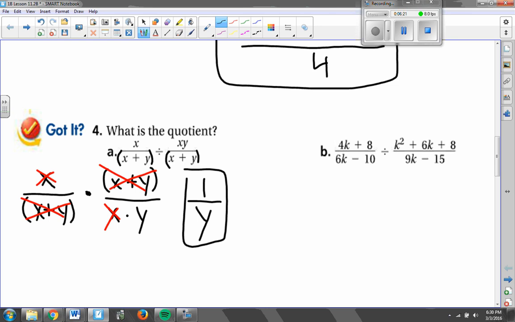Okay. I would like you to try letter B. You're going to have to first flip and change your sign to multiplying, and then factor everything and cancel what you can. So pause the video, take a look at letter B, come on back and I'll show you what we should get.